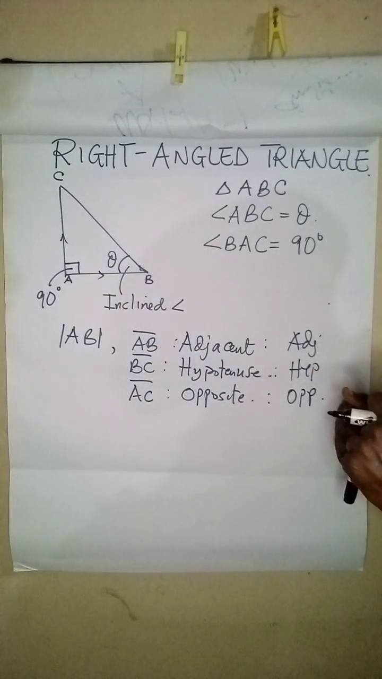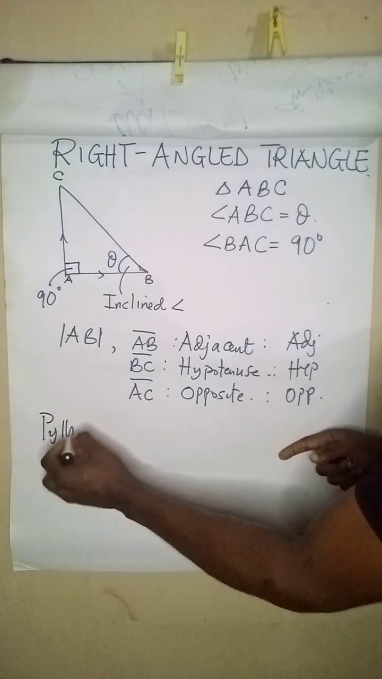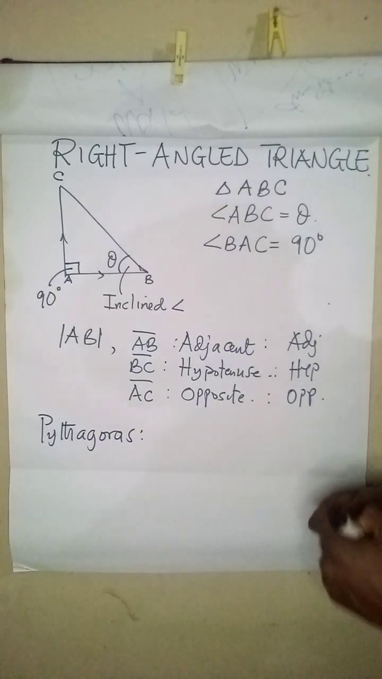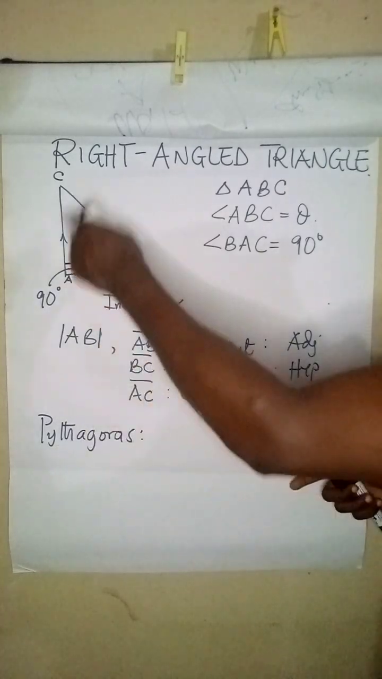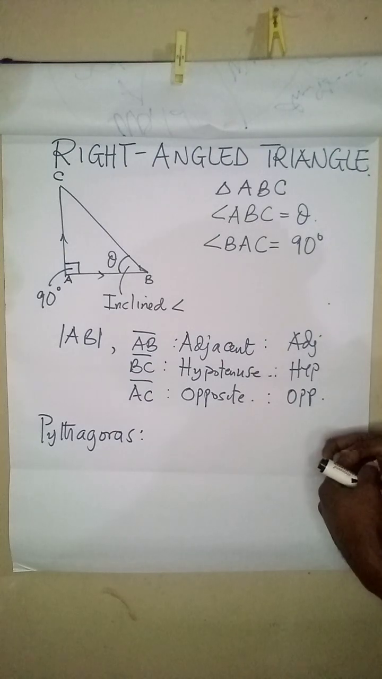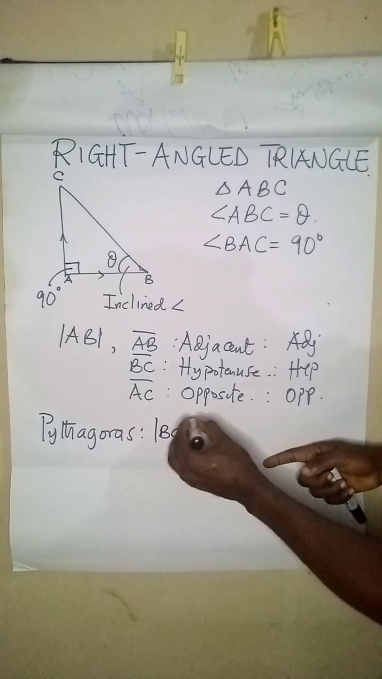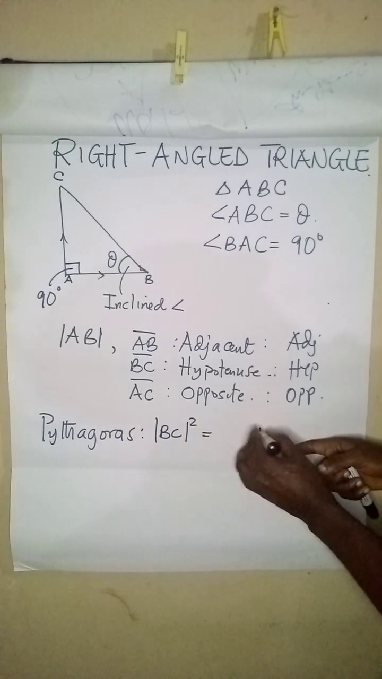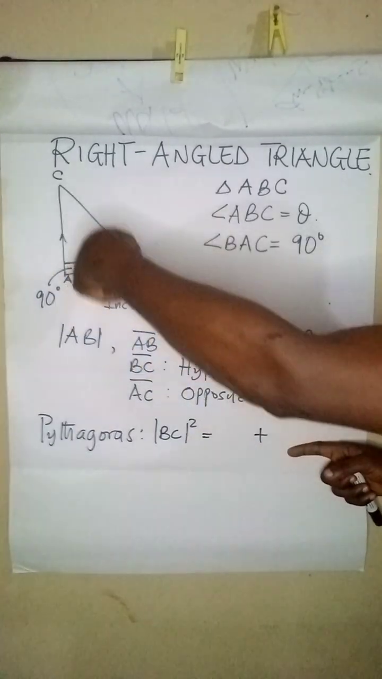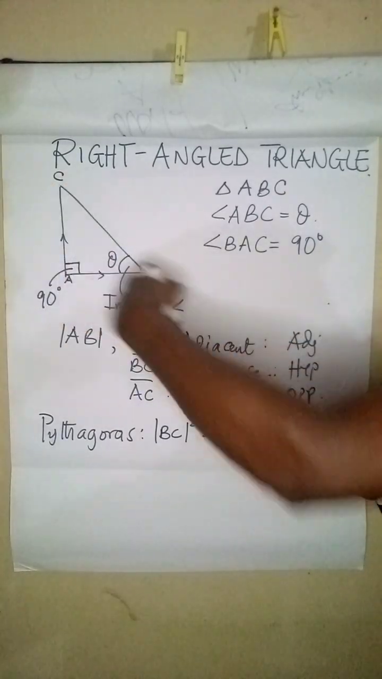Another beautiful thing we should know about the triangle is that Pythagoras, a great mathematician, Pythagoras of Samos, simply tells us that we can apply a theorem called the Pythagoras theorem. And that Pythagoras theorem is simply telling you that the square of this longest side, which is BC, BC squared, is going to be the same as the sum of the squares of the other two sides, that is AC squared plus AB squared.